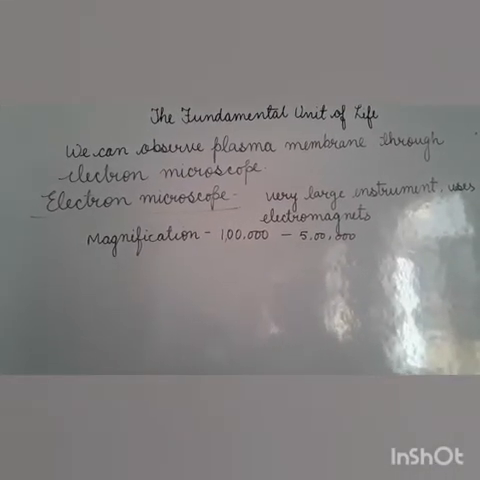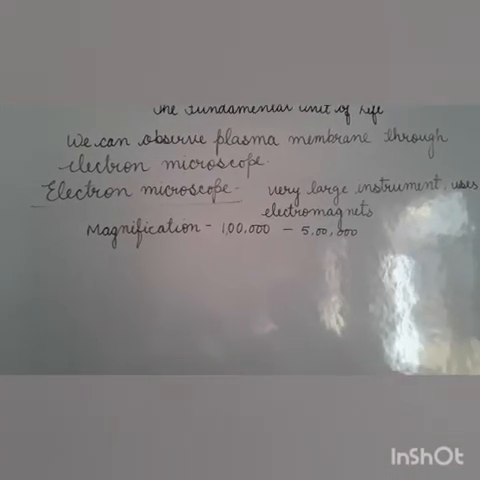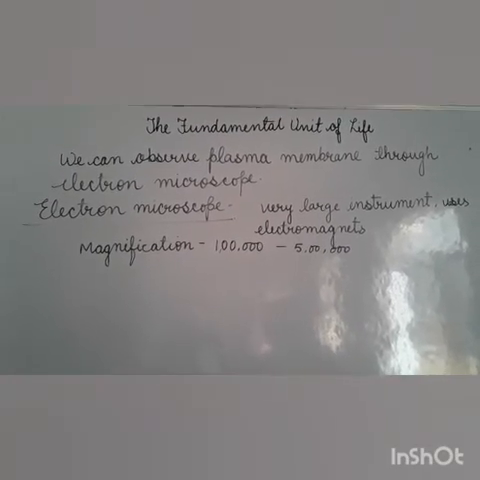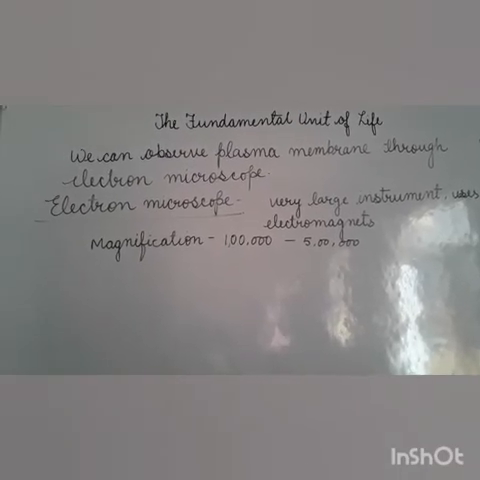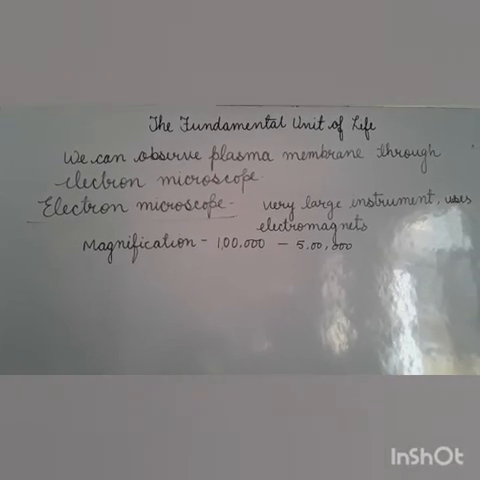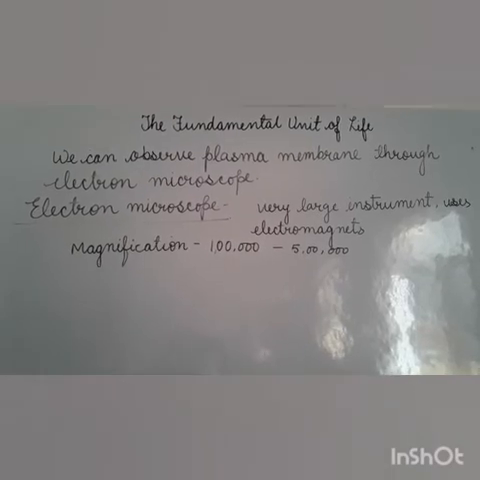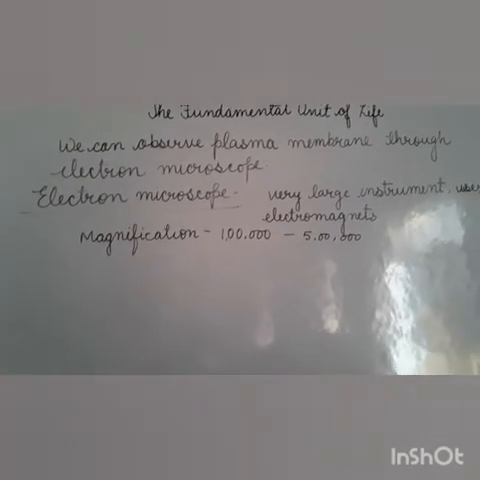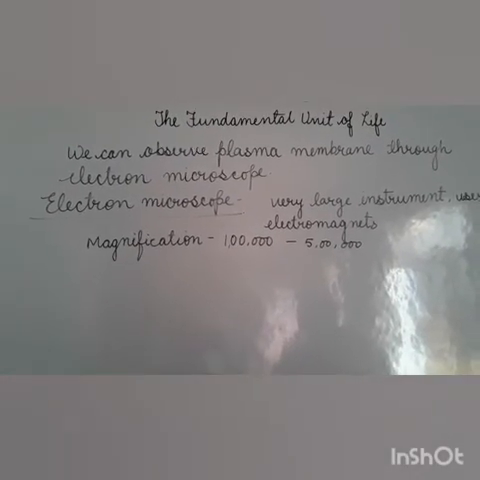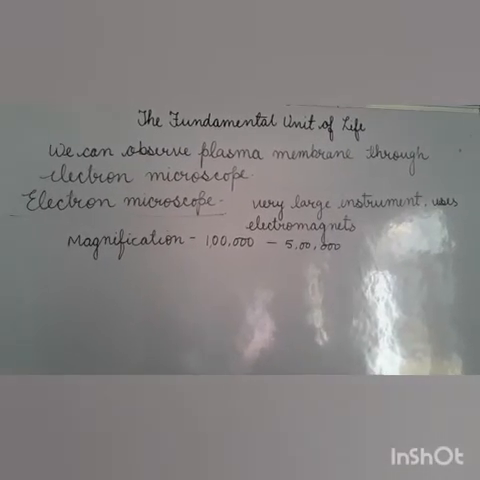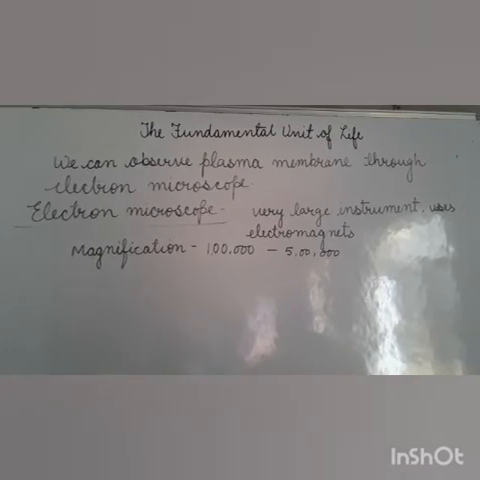The plasma membrane structure we can observe with the help of an electron microscope. So here I would like to tell you about the electron microscope. It is a very large instrument, and this microscope uses electromagnets, a very high voltage electricity, and a beam of electrons. In a compound microscope we use sunlight, but the electron microscope uses a beam of electrons. Its magnification is also very high: we can see a 1 lakh to 5 lakh times larger image of the specimen, while in a compound microscope we can see only 300 to 1500 times larger. The specimen that we observe under the microscope should be very ultra thin and dried.